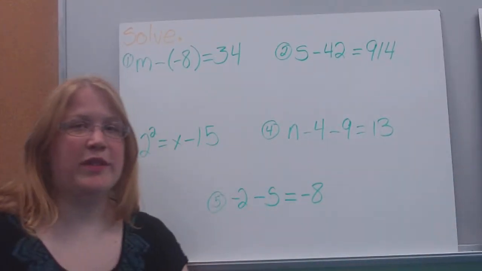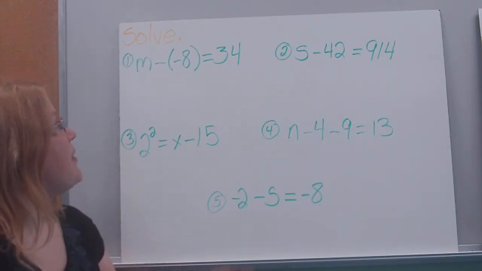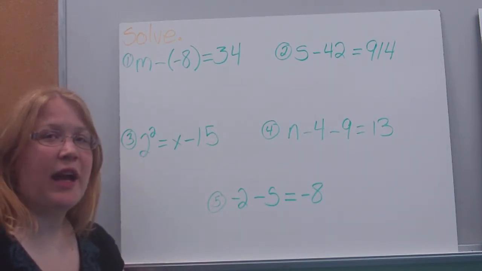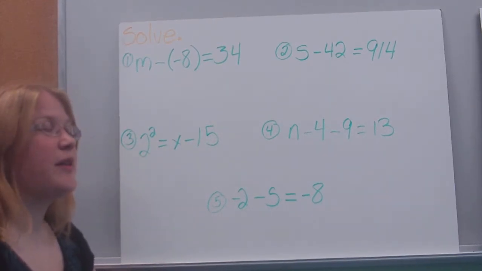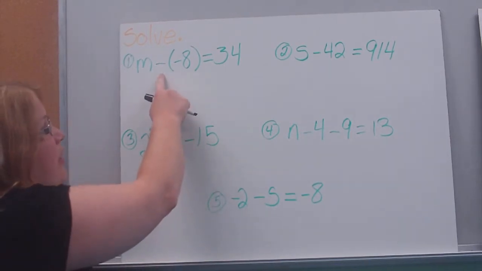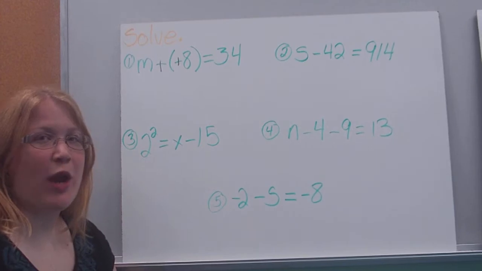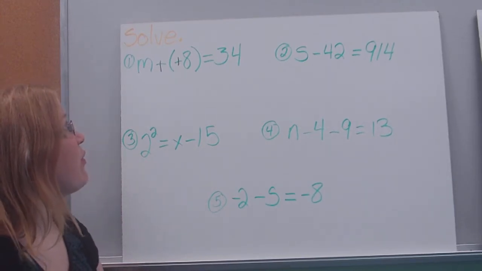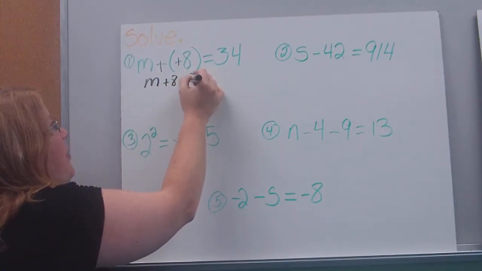So we're going to take a look at a few examples here, keeping in mind our rules. This one here, actually the easiest thing that I would do is change this into an addition equation. We know that when we subtract, it's the same as adding the additive inverse. So since I'm subtracting a negative, I would just rewrite this. Now I have m plus 8 is equal to 34.